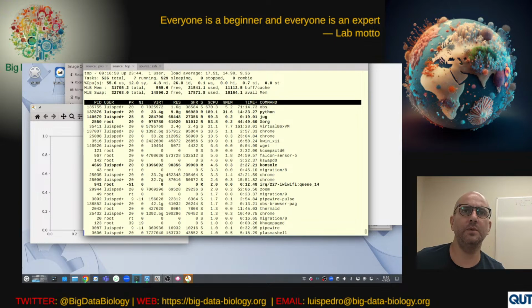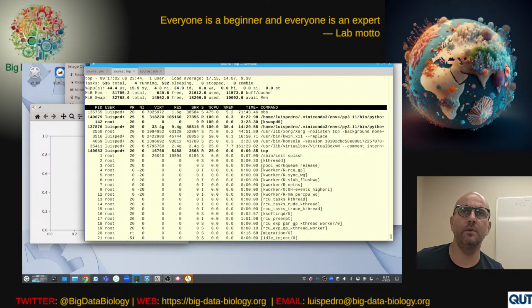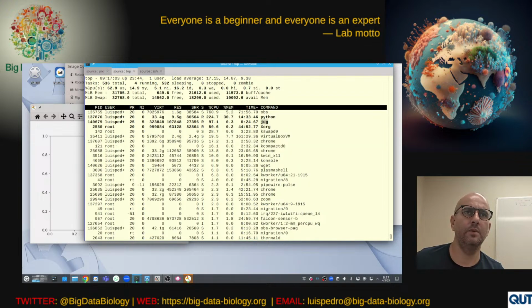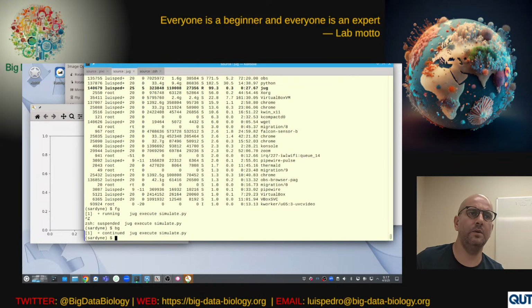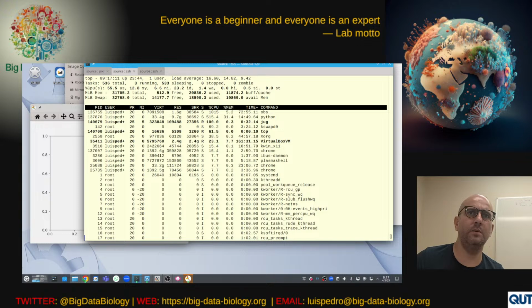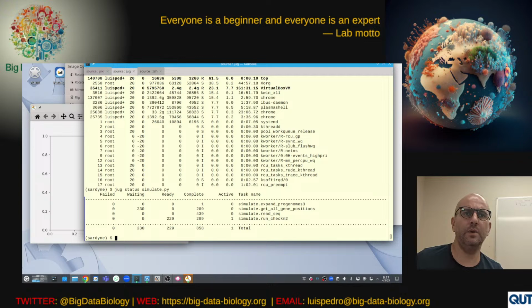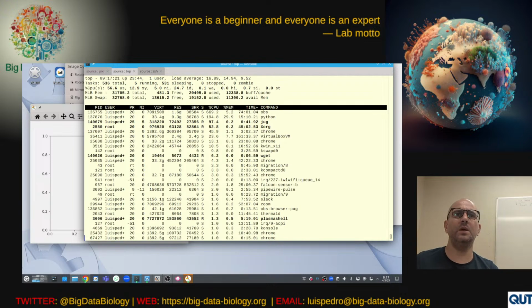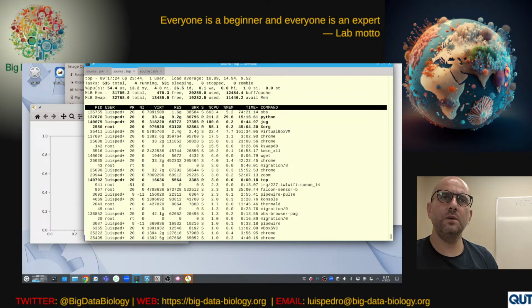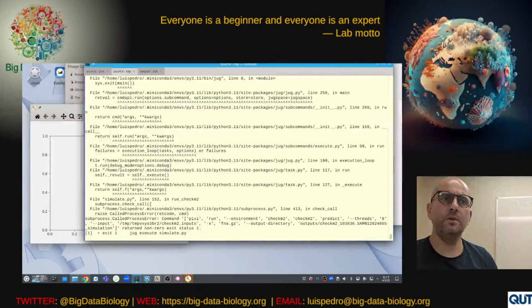That's probably on this one. Oops, sorry, this one's there. Jug run. And now it's going to be running checkm2. What it does is generate all of these genomes.